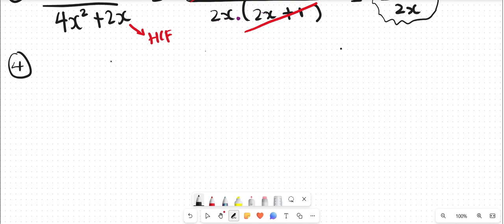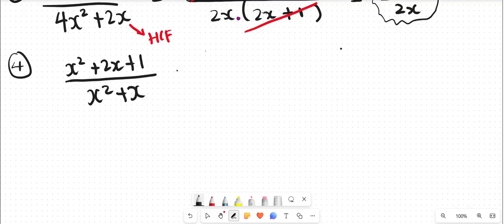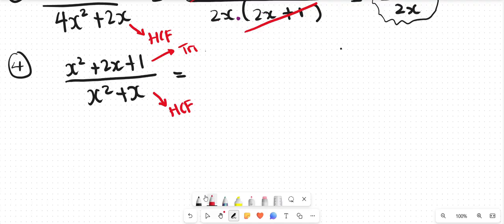So we've done where we need to factorize the top and we need to factorize the bottom. Let's do another example that looks like that. So we're given this, and we have x squared plus x, this guy here. And again, at the top, the type of factorization I need to apply there is a trinomial. The bottom is a highest common factor. So please go revise on those.